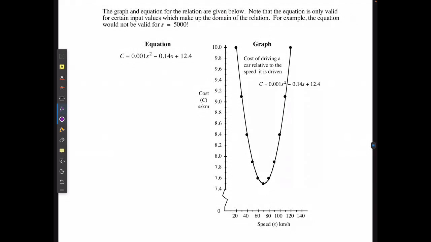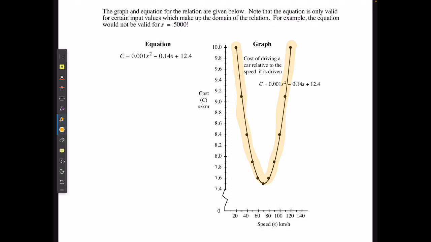So if I have a graph for a different equation, in this case, our graph is not linear, it's going to be quadratic, where we said that c is equal to 0.001 s squared minus 0.14 s plus 12.4, then when I'm doing it graphically, it's going to come down like this. It's going to come up, and I'm going to connect all those points.